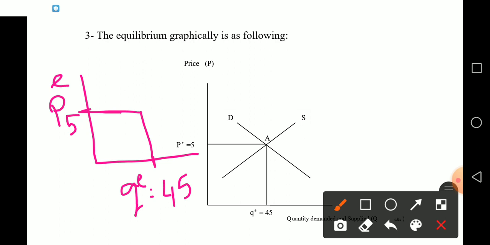So I'm having here, why? Because I have here the price constant. We have here the equilibrium price is 5 and the equilibrium quantity is 45. So this is the point.